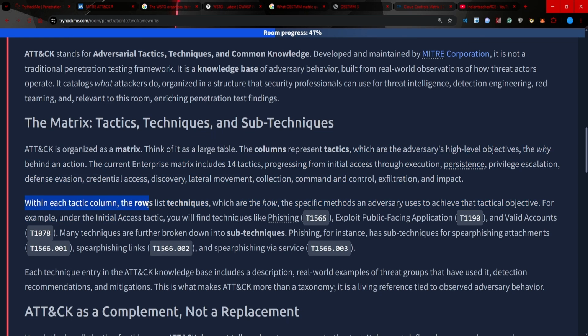Within each tactic column, the rows list techniques, which are the how, the specific methods an adversary uses to achieve a tactical objective. For example, under the initial access tactic, you will find techniques like phishing, exploit public facing application, and valid accounts. Many techniques are further broken down into subcategories. Phishing, for instance, has subcategories for spear phishing attachment, spear phishing links, and spear phishing via service.